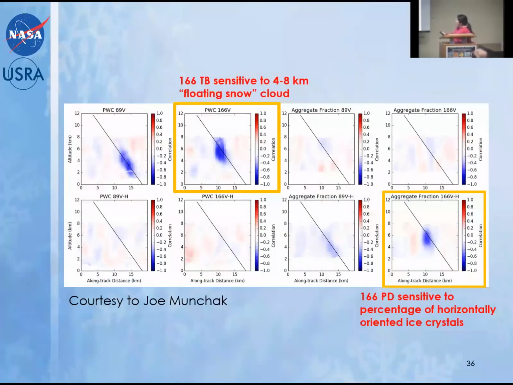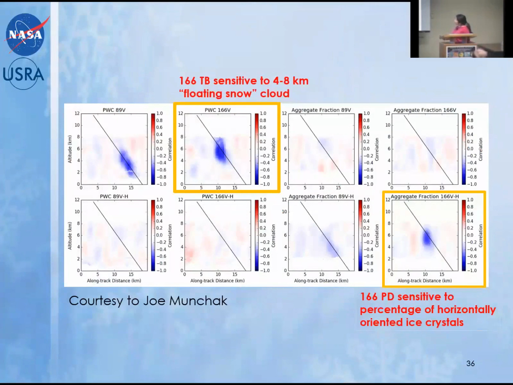And this is a simulation done by Joe Munchak. He simulated the weighting function for each channel. So this is the weighting function to the ice water path for 89 gigahertz and 166 gigahertz. And you can see that 89 gigahertz is mostly sensitive to the ice water path close to the surface, 2 to 4 kilometers.